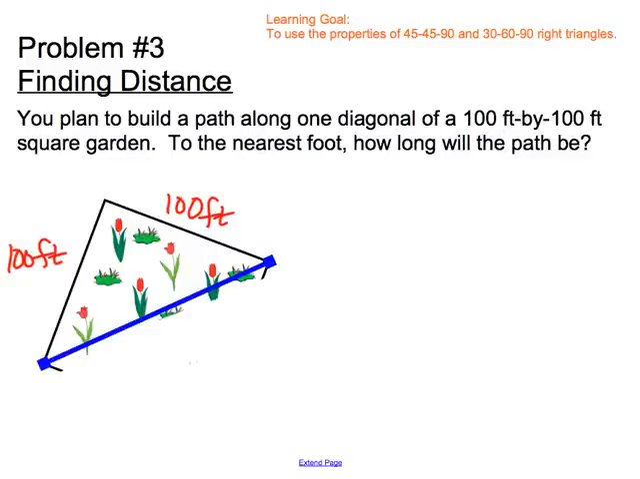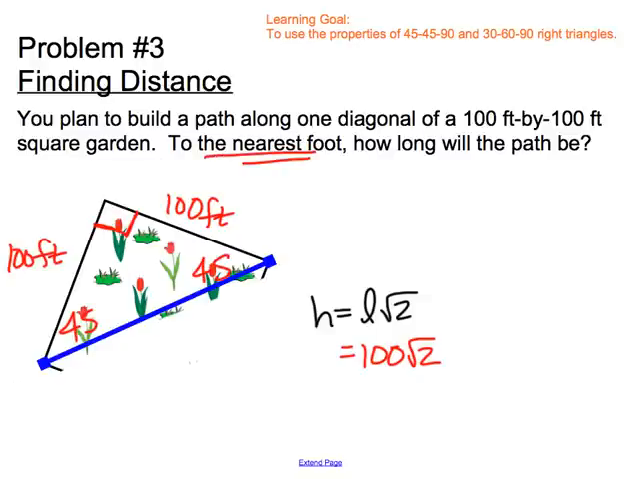Well, since we know this was a square garden to start with, we know that all of the angles are right angles, so we know that this is a special type of triangle. It's a right triangle. And since these two sides are both 100 feet, we know that this is an isosceles right triangle, so we know that the base angles have to be congruent. So that's how we know that this is a 45, 45, 90 right triangle. Now, using our special rule, we know that the hypotenuse has to equal the leg times the square root of 2. So in this case, the hypotenuse has to be 100 times the square root of 2.